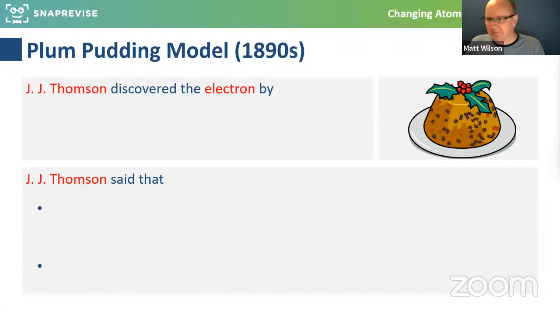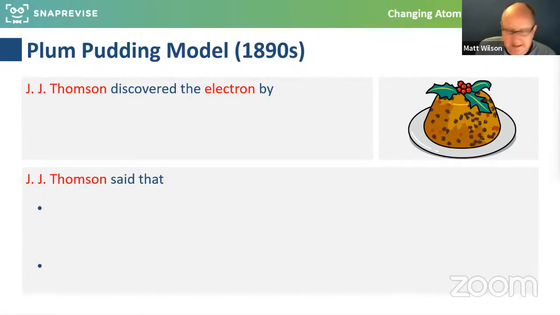And that's why some students I know struggle to follow why we're talking about plum puddings, particularly because it's a bit of a cultural oddity, perhaps more to the UK. If you imagine just a big sponge cake, and in that sponge cake you've got raisins dotted between it, then that's the Plum Pudding model. The sponge cake itself is all the positive stuff, and the little raisins dotted throughout it are the electrons which J.J. Thomson had discovered and postulated were distributed throughout.